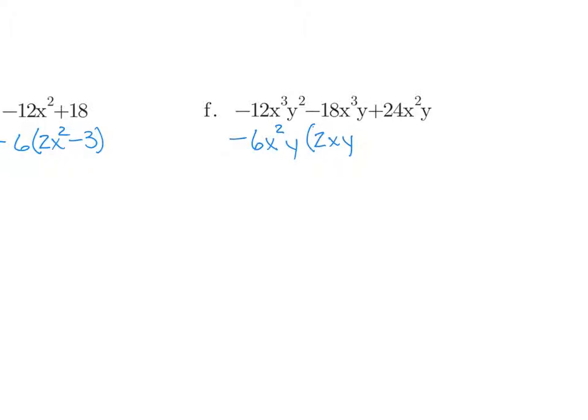For our second term, negative 18 divided by negative 6 is plus 3. X cubed, if we have 3, take 2 away, we're left with 1x. And for the y's, we already factored out the 1y, and so we're done with this term. Our last term, we have 24 divided by negative 6 is negative 4. We've already factored out both of the x's. We factored out the y, and so we are done.